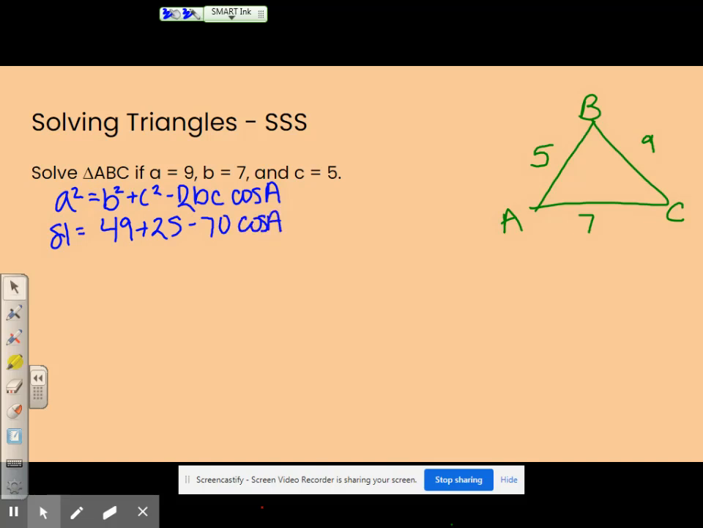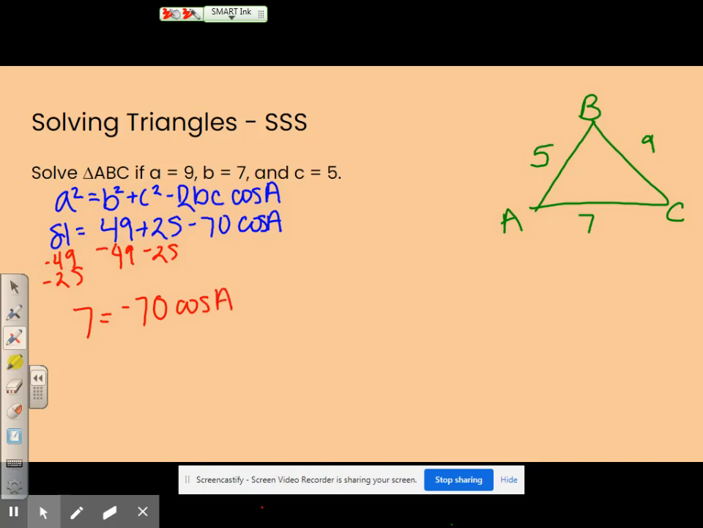All right. Very, very similar to the last solving with law of cosines that we did, in which I'm going to move everything that I can onto the other side, but still following order of operations. So first, I'd like to subtract that 49 and that 25 from both sides. And when I get that, I'm actually going to have 7 as my result. So 7 equals negative 70 cosine of A.